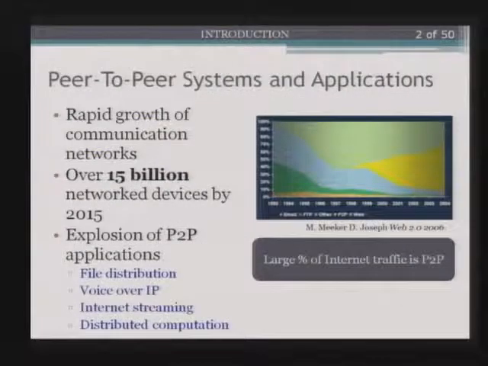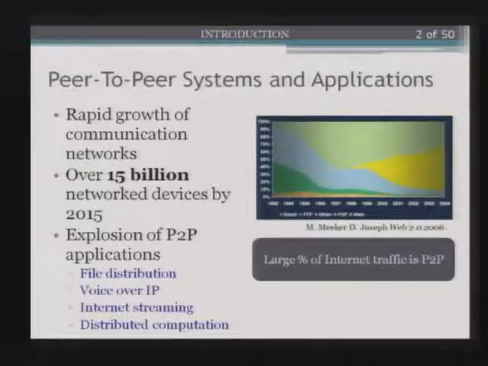So first we'll look at a bit of background. Recently there's been a large growth in communication networks such as the internet. Along with this growth, there's been a large growth in the number of users as well as devices. By the year 2015, there are supposed to be over 15 billion network devices and somewhere close to 4 to 5 billion network users.